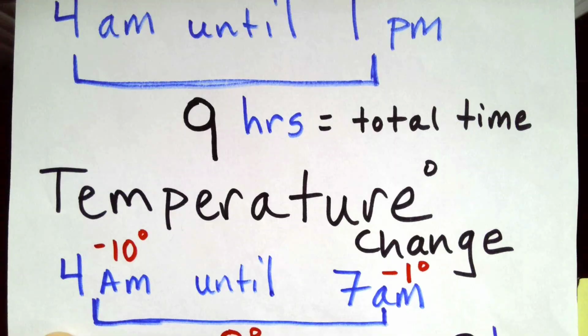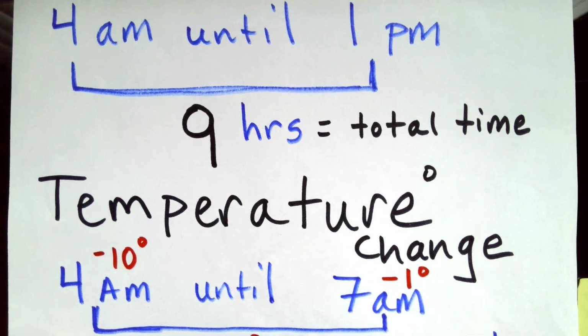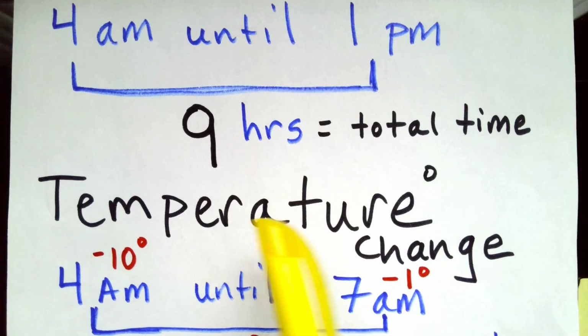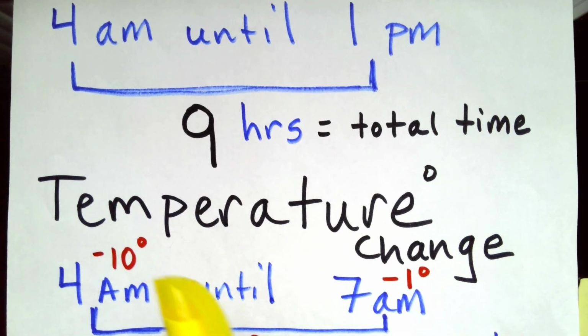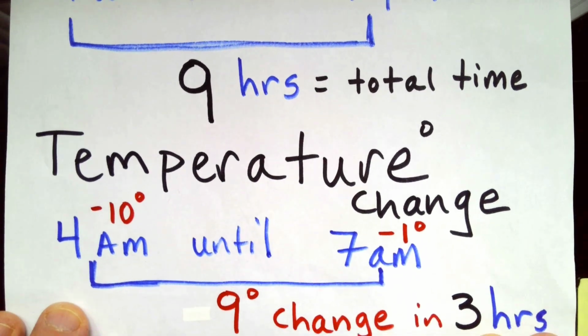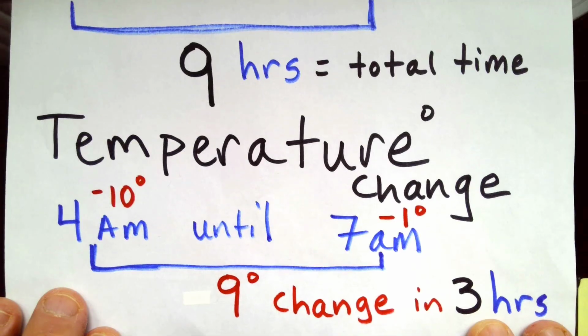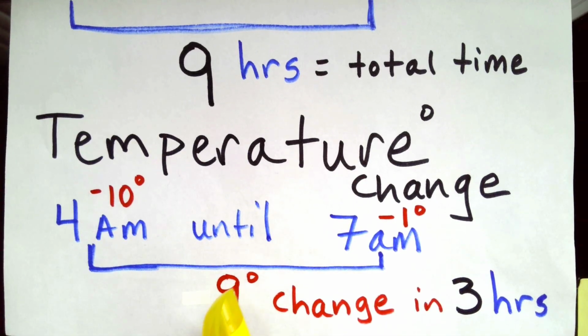But I wanted to show you here that there was a temperature change from 4 a.m., which was a negative 10 degrees, until 7 a.m., which is a negative 1 degree. That symbol means a degree. Within 3 hours, there was a change from negative 10 degrees to negative 1 degrees, which gives you a total of 9 degrees. 9 degrees was changed in 3-hour periods.